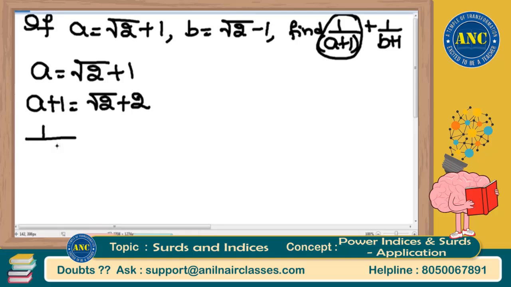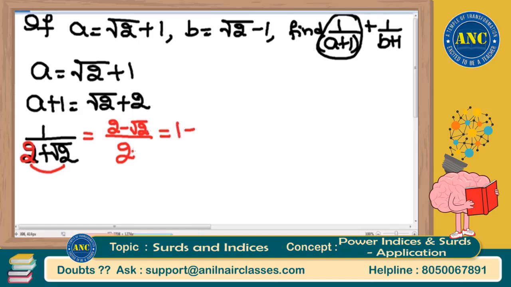I will write it as 2 plus root 2 because 2 is greater than root 2. Now I want to simplify this by rationalizing. 2 is root 4. Root 4 minus root 2, or 4 minus 2, is 2. My denominator will be 2. The numerator will be 2 minus root 2. I can further simplify it: 2 by 2 is 1, and root 2 by 2 is nothing but 1 by root 2. So my first value is 1 minus 1 by root 2.